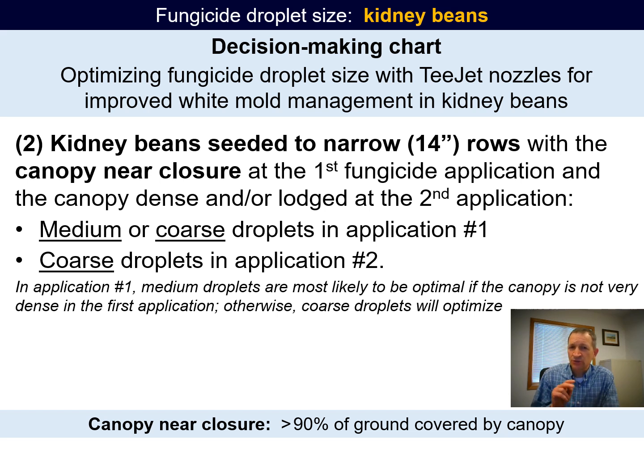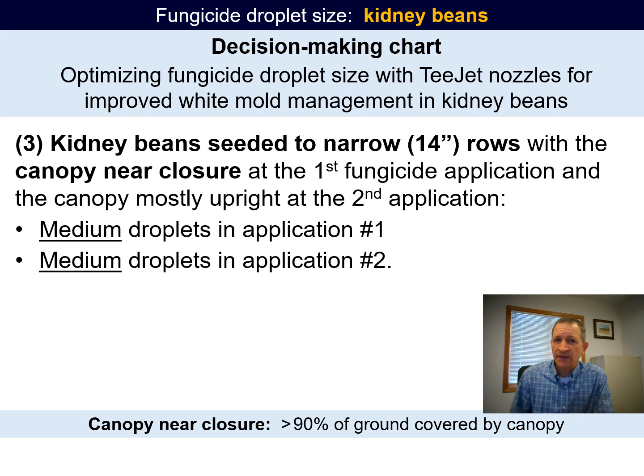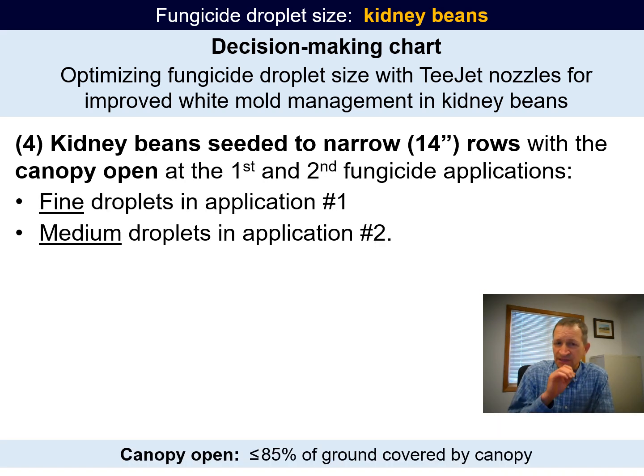So your decision is only medium or coarse in application 1, and then coarse in application 2 under this scenario. If the kidney beans were seeded to narrow rows and the canopy was near closure at both applications, and the canopy was mostly upright at the second application with very little lodging, we optimize with medium droplets at both applications. Finally, if the kidney beans were seeded to narrow rows with the canopy open at both applications, we optimize with fine droplets in application 1, followed by medium droplets in application 2.